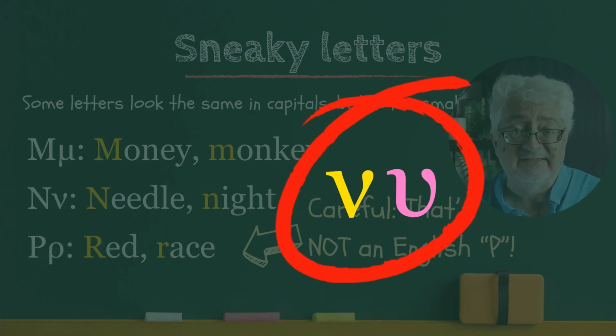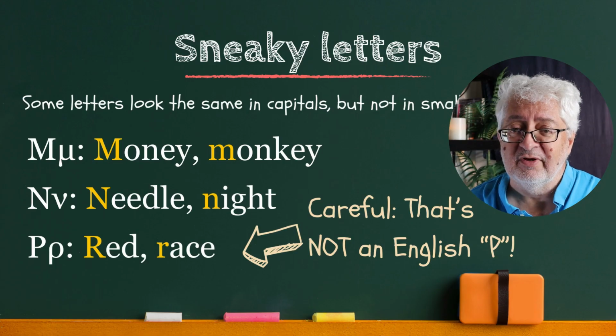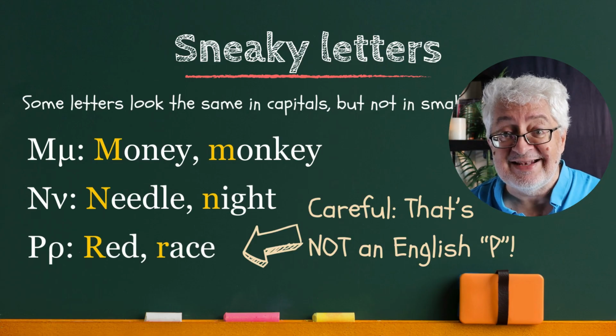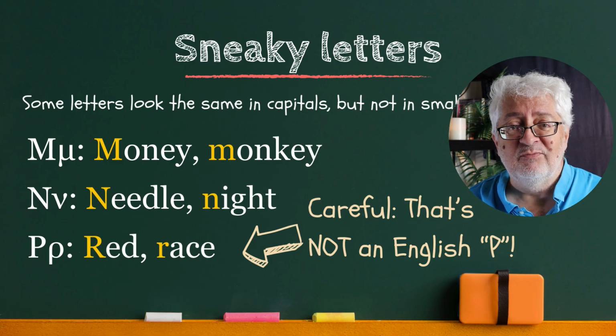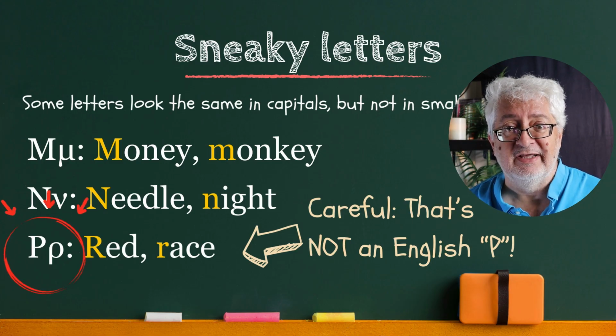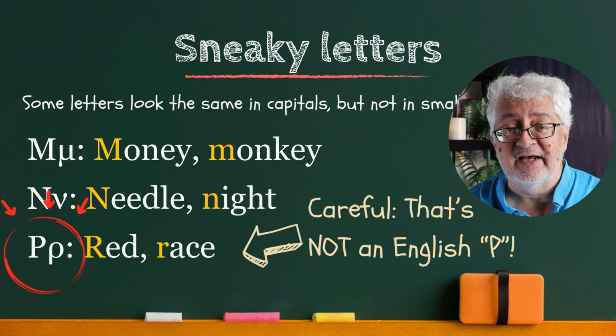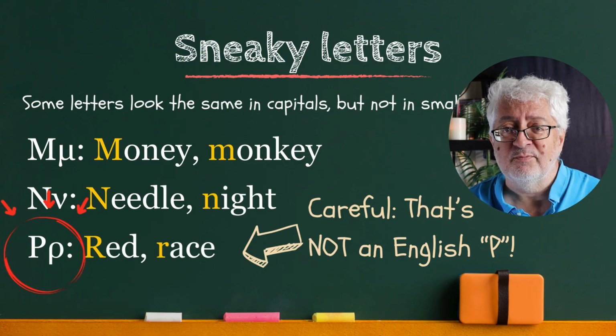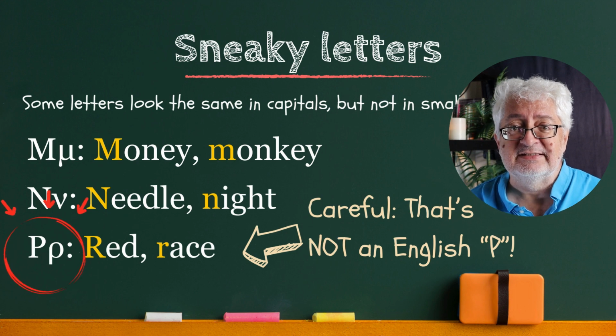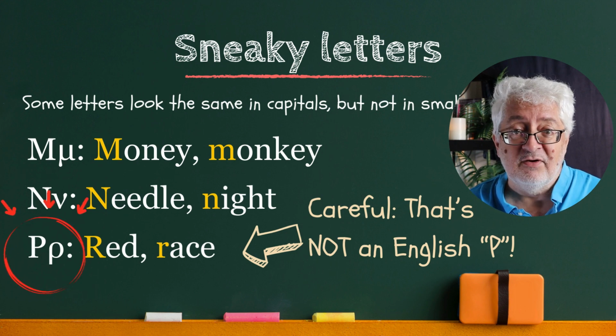It's not rounded, and that's the only difference. So don't confuse them, because one makes an E sound and one makes an N sound. And finally, we have the most sneaky of all, what in English you would call a P. Actually, the capital letter is exactly the same, but it's not a P, it's pronounced R. So this is very confusing, and there is no other R in Greek.